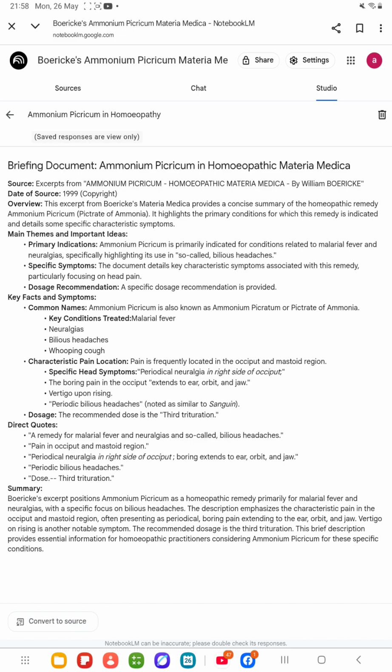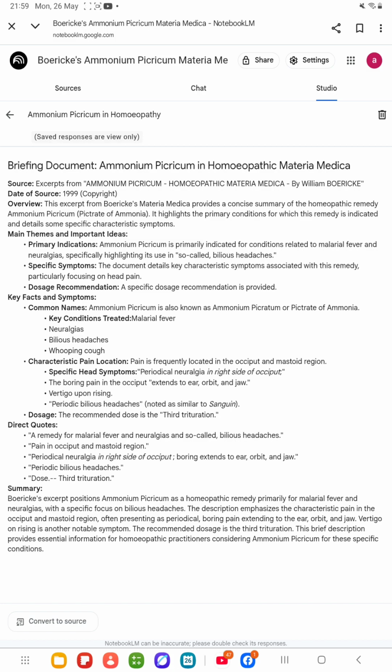Okay, so let's try to wrap this up. What have we pulled from this specific entry? Well, we've seen this source identifies Ammonium Picricum as Picricum of ammonia. Right. It lists potential uses like malarial fever, neuralgias, those bilious headaches, whooping cough. But the real focus was the head symptoms. Absolutely. That incredibly detailed description. Periodic, boring, drilling pain, right side of the occiput. Extending to the ear, eye area, jaw. Exactly. Plus the vertigo on rising, the comparison to sanguinaria for those headaches, and the specific preparation, third trituration.